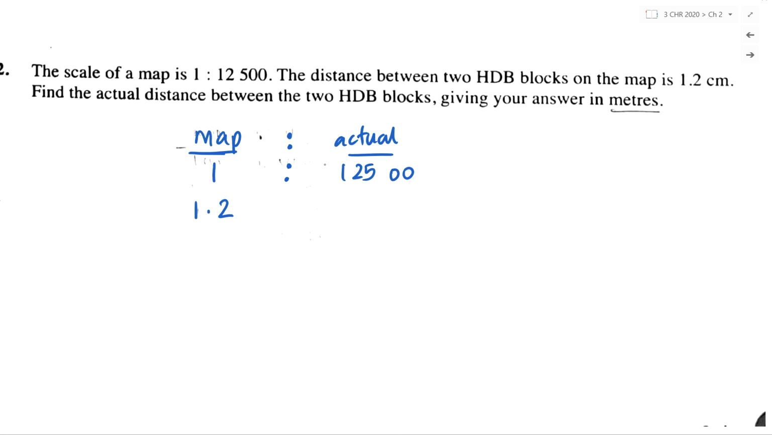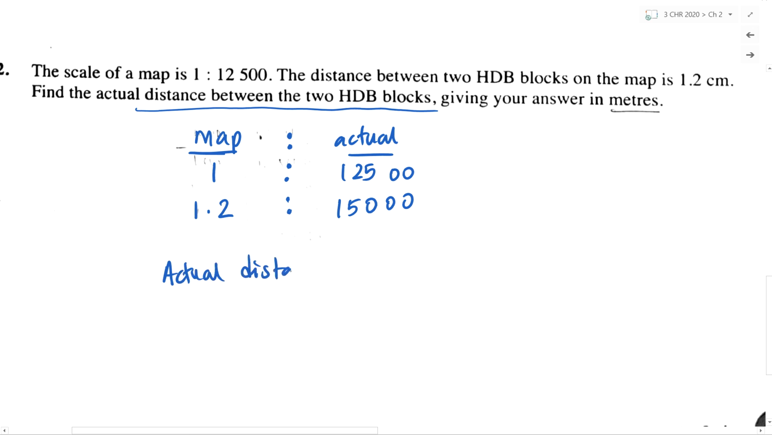Don't worry, this is recorded. Give me another 1 minute. Therefore, my 1.2, I also must multiply by 12500. Let's see how much that is. Oh my. 15000. So on Earth, in actual fact, the actual distance equals 15000.